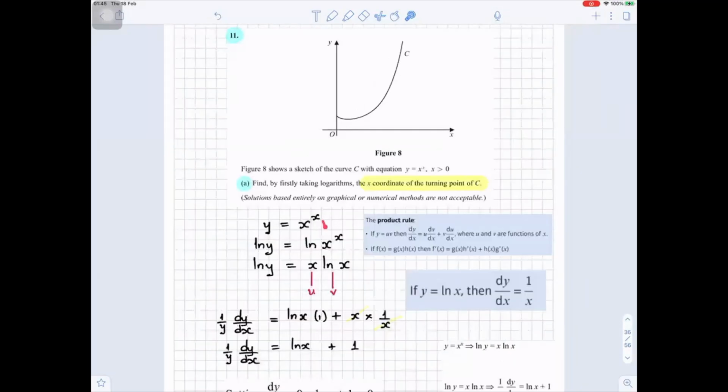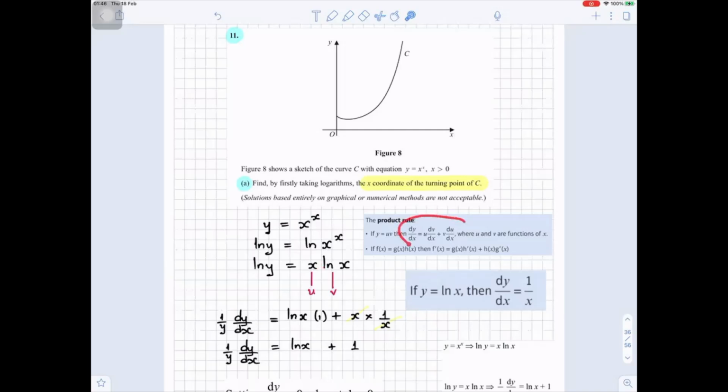So we have y equals x to the power x. We put ln, natural log, in front, so it becomes ln y equals ln x to the power x. The x comes to the front, power to the front law. So we get ln y equals x ln x. How to differentiate x times ln x?